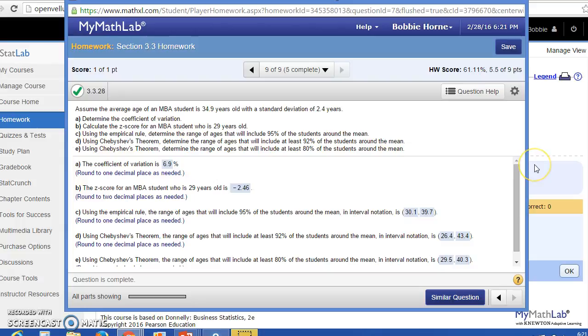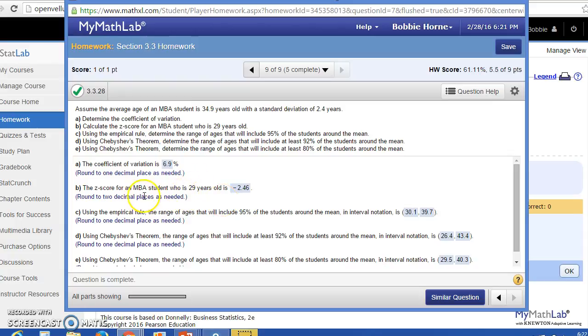Okay, on the last problem, there's several parts. Coefficient of variation, we know how to calculate. We take the standard deviation divided by the mean. So that's how we get 6.9%.